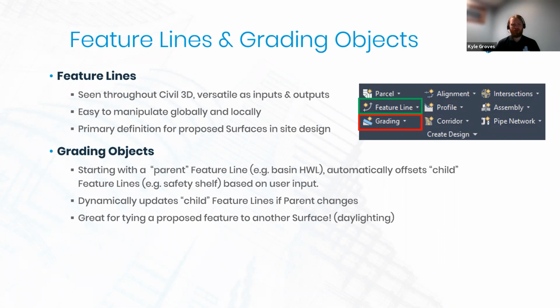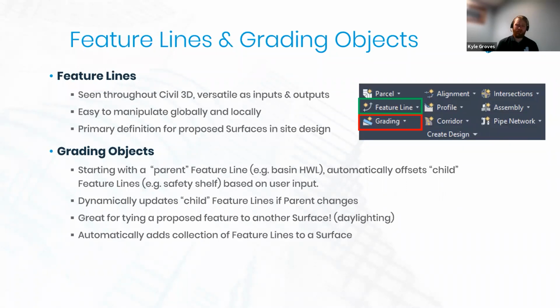The other thing that grading objects also do a really great job of is for tying proposed features into another surface. I'm going to refer to this throughout the rest of the webinar as daylighting. Some people call it runout. There's a number of different terms for it, but eventually we need to get our proposed work back into an existing condition. I'm calling that daylight. Grading objects are pretty good at that as far as out-of-the-box tools are concerned.